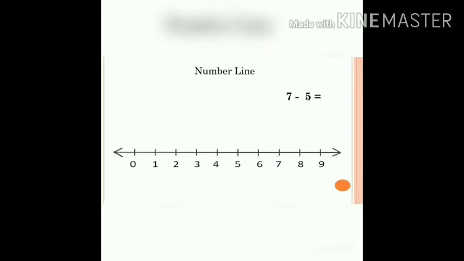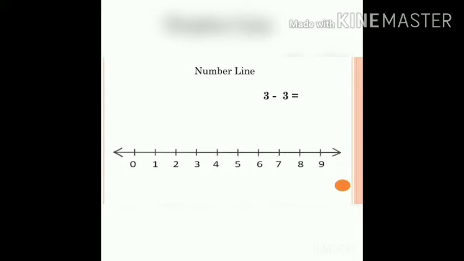7 minus 5. Let us put our pencil at 7. So, from 7, we need to move 5 steps back. Let us start. 1, 2, 3, 4, 5. Where is the pencil? At 2. So, 7 minus 5 equals to 2. Let us see one more example.